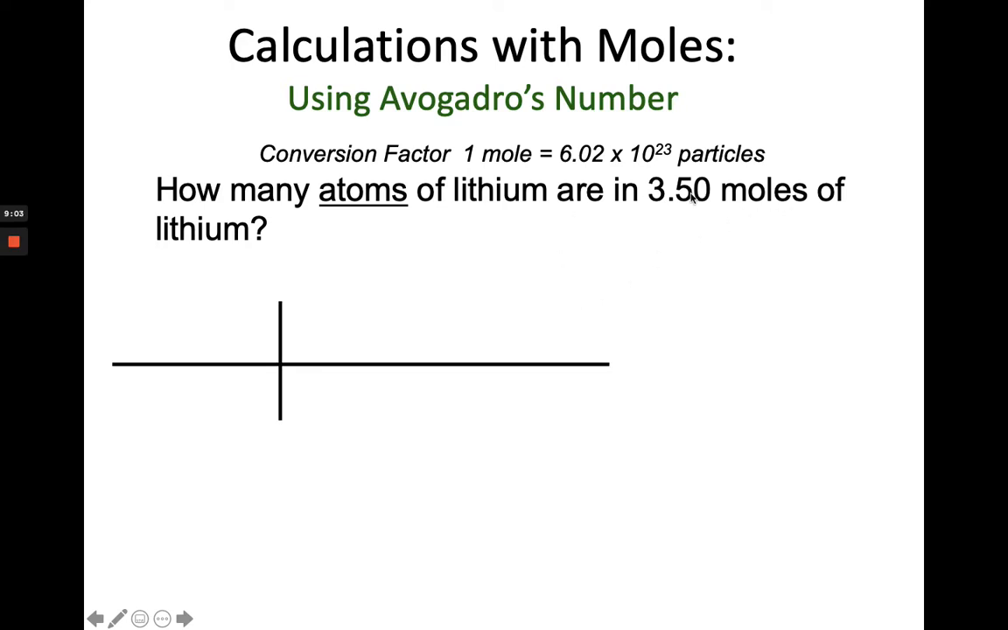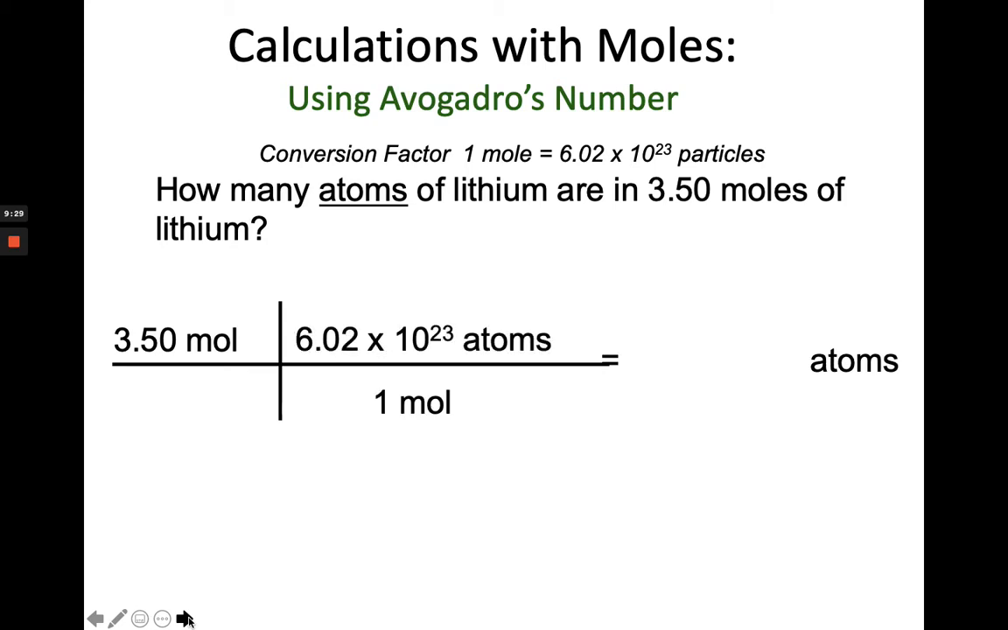Okay, we look for the number. That is 3.5 moles. We look for the how many, that's where we're going, to atoms, and we have our conversion factor. And we just have to decide whether we put the mole on the bottom or the top, and that'll tell us whether we multiply or divide. So I know I want to cancel moles, so I'm going to put moles on the bottom, and I'm going to put 6.02 times 10 to the 23rd atoms on top, because an atom is a particle.